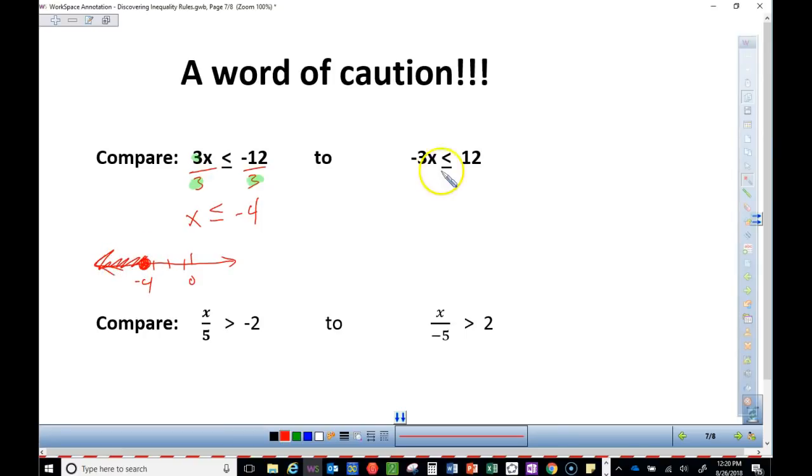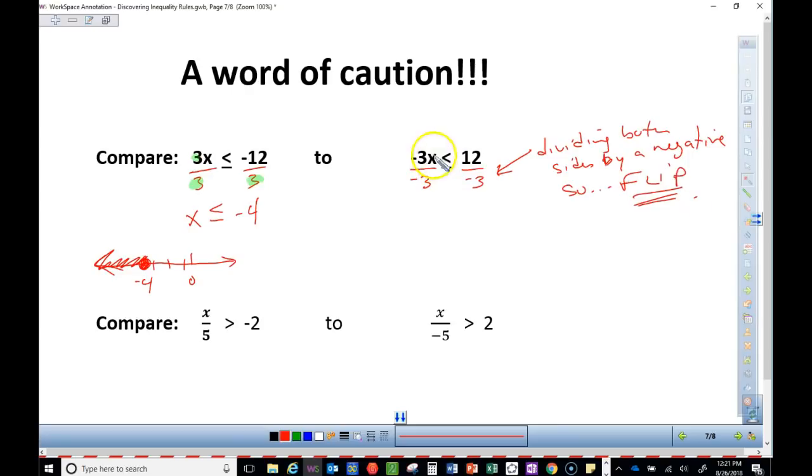This one, we're dividing by negative 3. So, dividing both sides by a negative, we have to flip that one, okay? So, x is greater than or equal to negative 4. So this one would be when you have to flip because we divided both sides by a negative number.